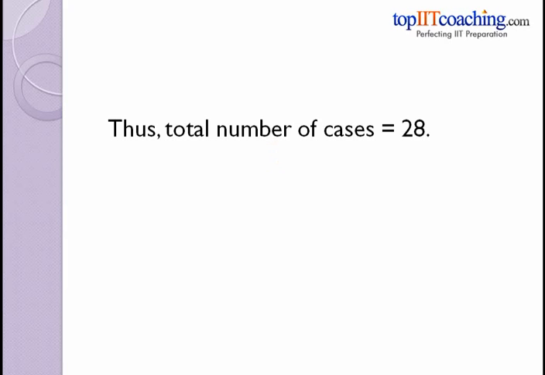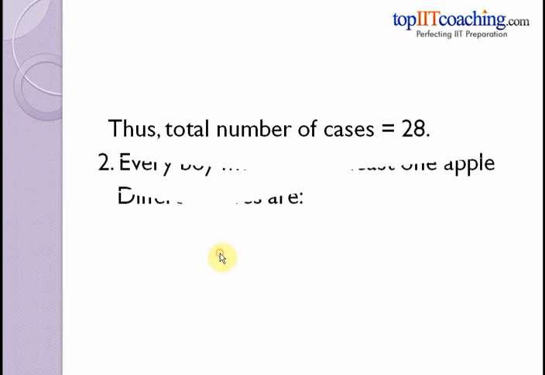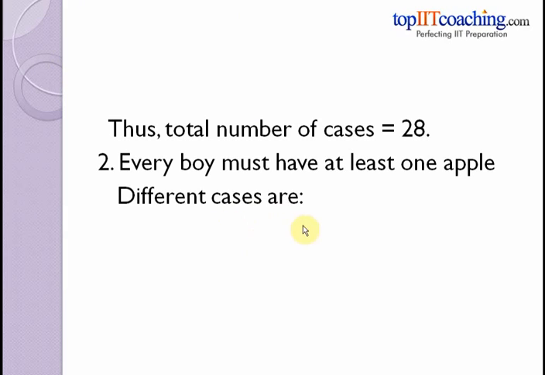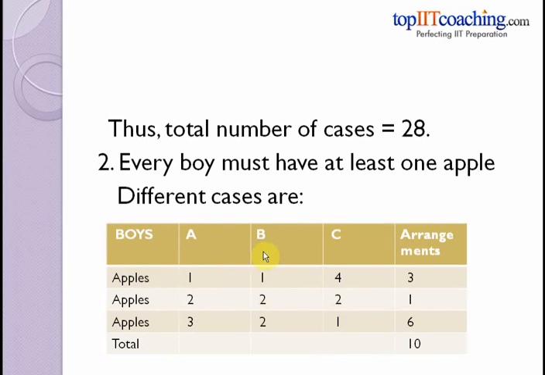Now the second condition is every boy must have at least 1 apple. So again let's construct different cases, and let us say the boys are again A, B and C. So the case 1 could be A getting 1 apple, B getting 1 apple again and C getting 4 apples. So the number of arrangements is equal to 3. Case 2 could be A getting 2 apples, B getting 2 apples and C getting 2 apples. So the number of arrangements here is equal to 1.